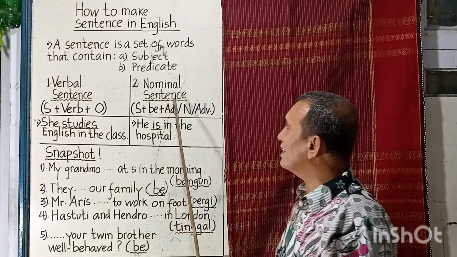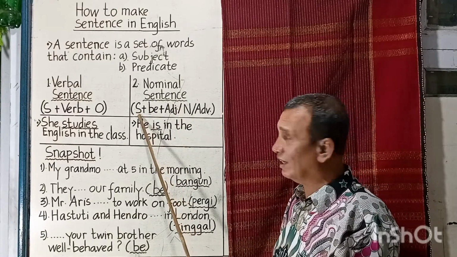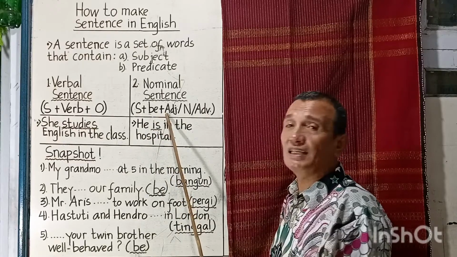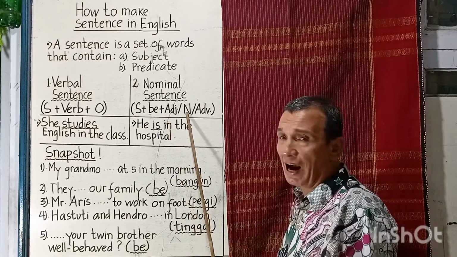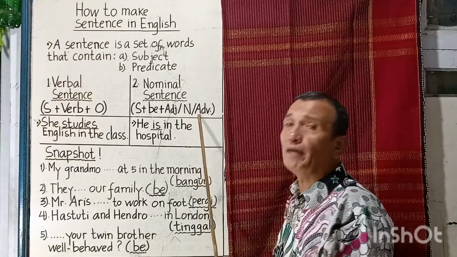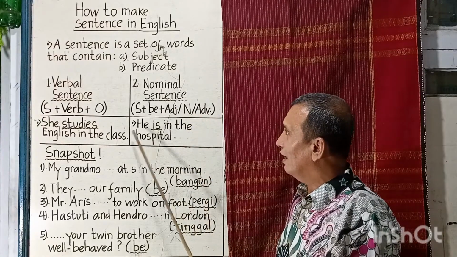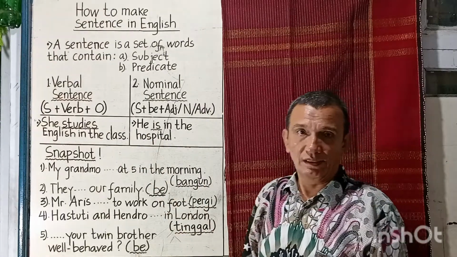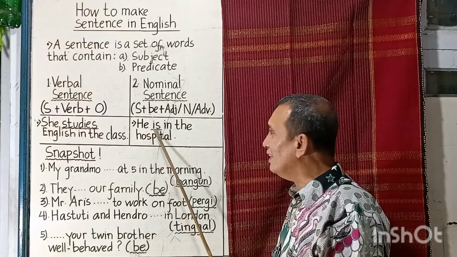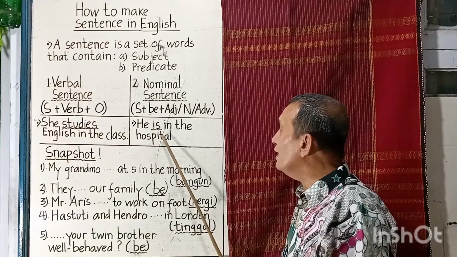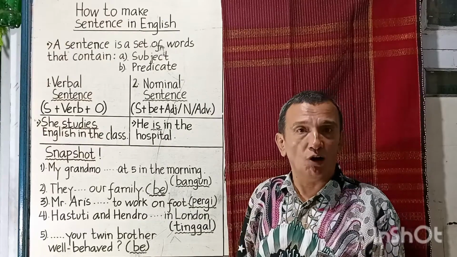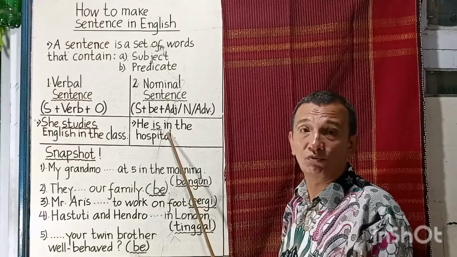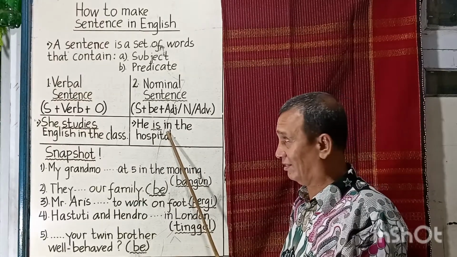And let's see nominal sentence. The structure subject be plus bisa adjective atau noun atau adverb kata keterangan. Let's see the example. He is in the hospital. He subject, is adalah be, verb be. In the hospital adalah adverb of place. Jadi di sini tidak ada kata kerja. There is no verb in the nominal sentence.